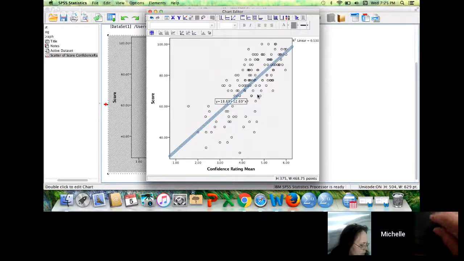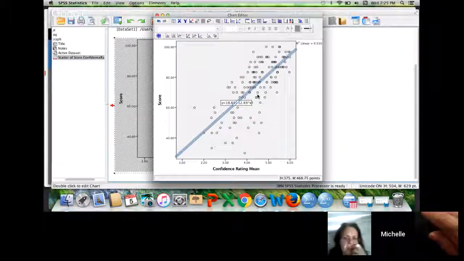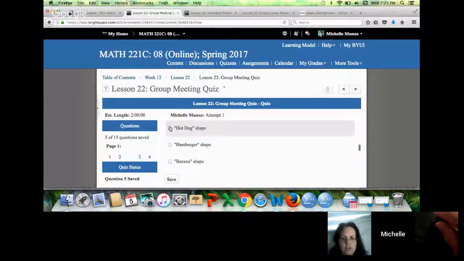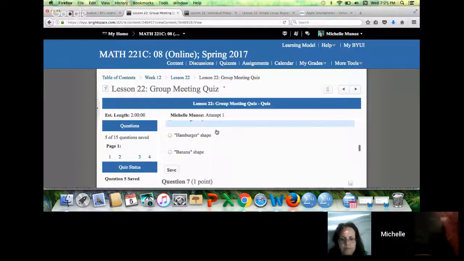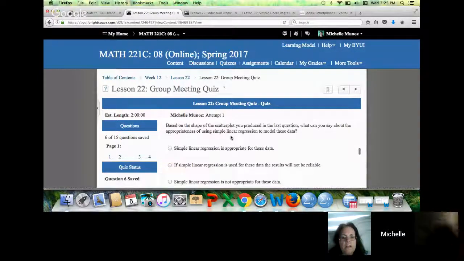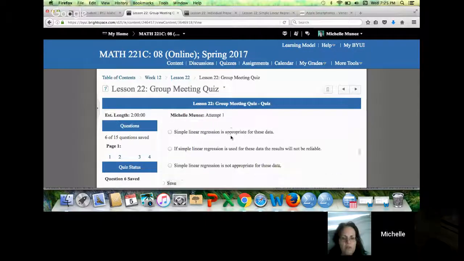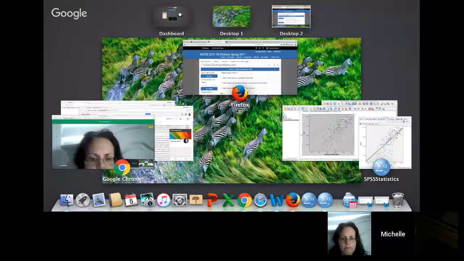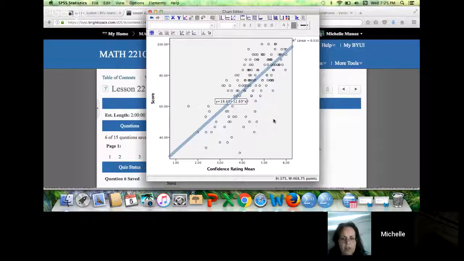So we're going to go with hot dog shape then. Yeah, because banana wouldn't be it. Yeah, that's what I would do. Hot dog. I got it wrong before, and I picked a hamburger shape for whatever reason. I think I accidentally clicked it because I thought it was always a hot dog.